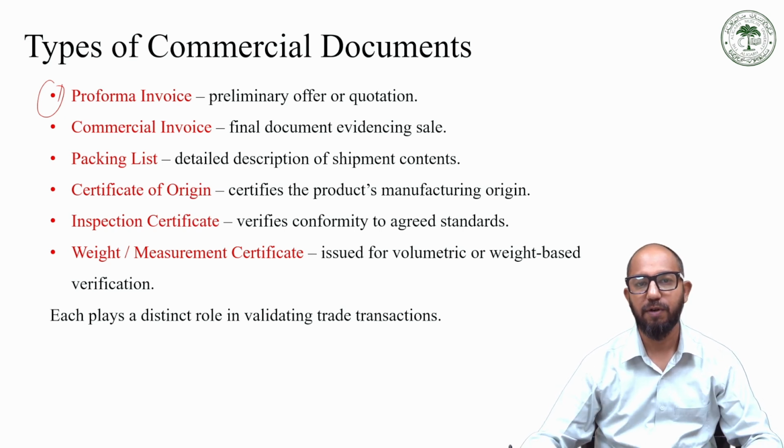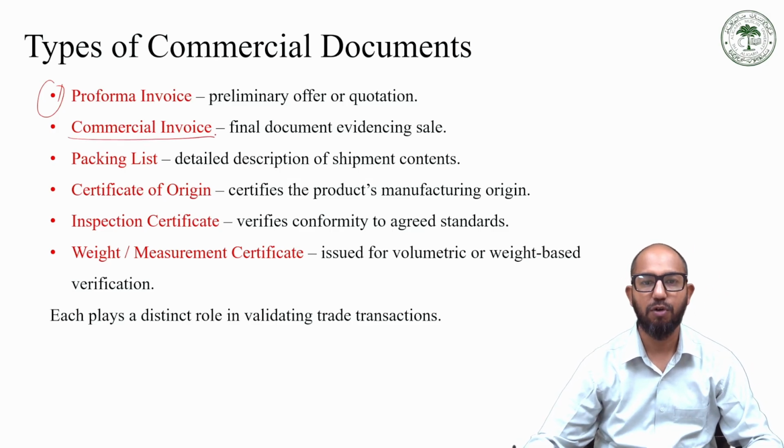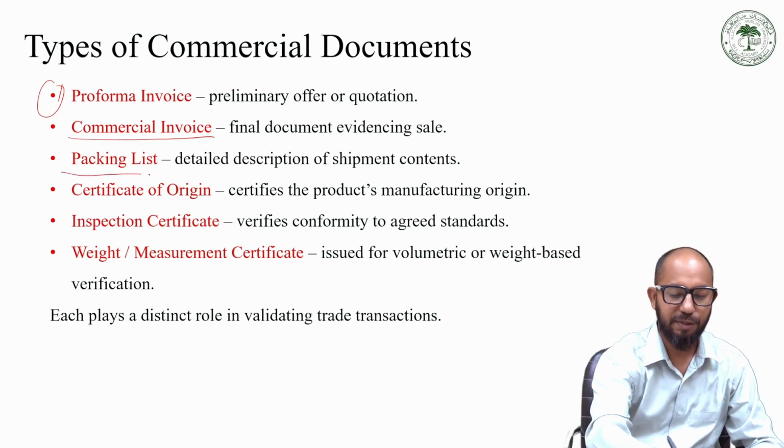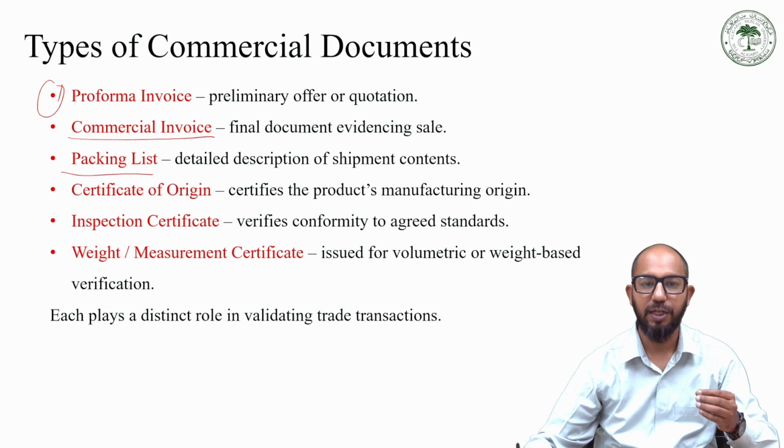The second type of commercial document is the commercial invoice. This is the final document which proves the sale itself, that it is an evidence of sale. The third type of document is the packing list. This particular document is a commercial document that provides detailing of the items that have been shipped.